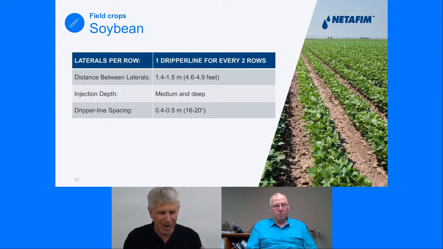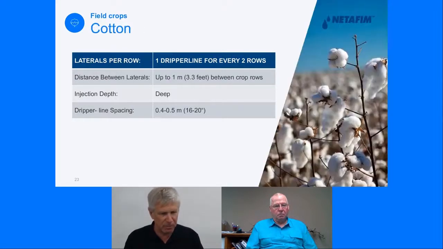Soybean, parallel to corn, normally it's in rotation, so the same principles that work for the corn also apply for the soybean. Cotton, up to 1 meter in general. Injection depth, normally we're speaking about deep. Dripper line spacing, 0.4 to 0.5.